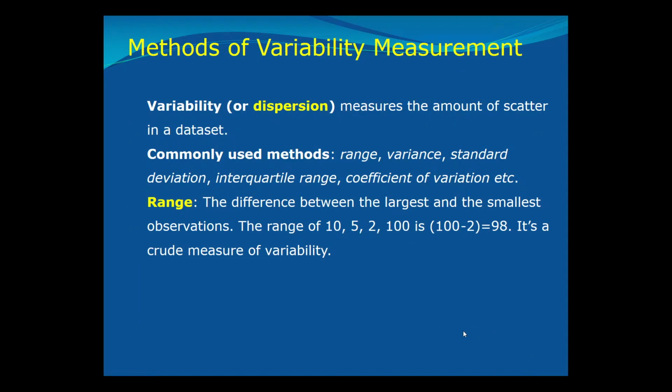Variability or dispersion measures the amount of scatter in a data set. Commonly used methods: range, variance, standard deviation, interquartile range, coefficient of variation, and so on. Range: the difference between the largest and the smallest observation. The range of 10, 5 to 100 is 98. It is a crude measure of variability.